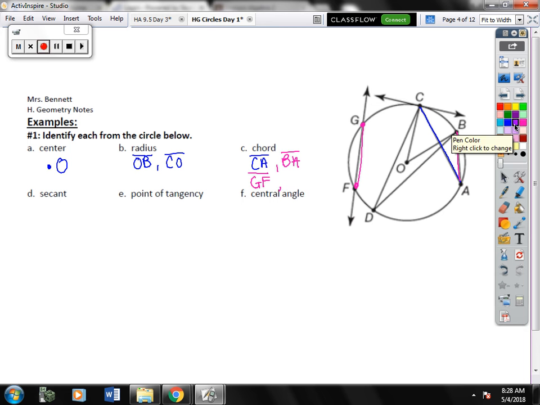Two more. Brett? Segment CD. And the last one? Noah? Segment BB. DB or BD, yep. Excellent. All right, let me erase all my, whoops, not highlight. Oh no, didn't want to do that.